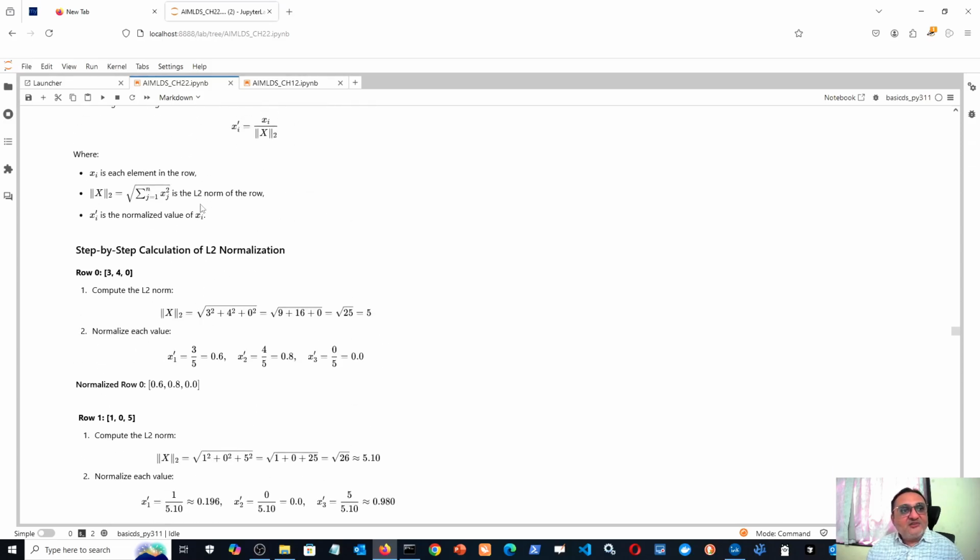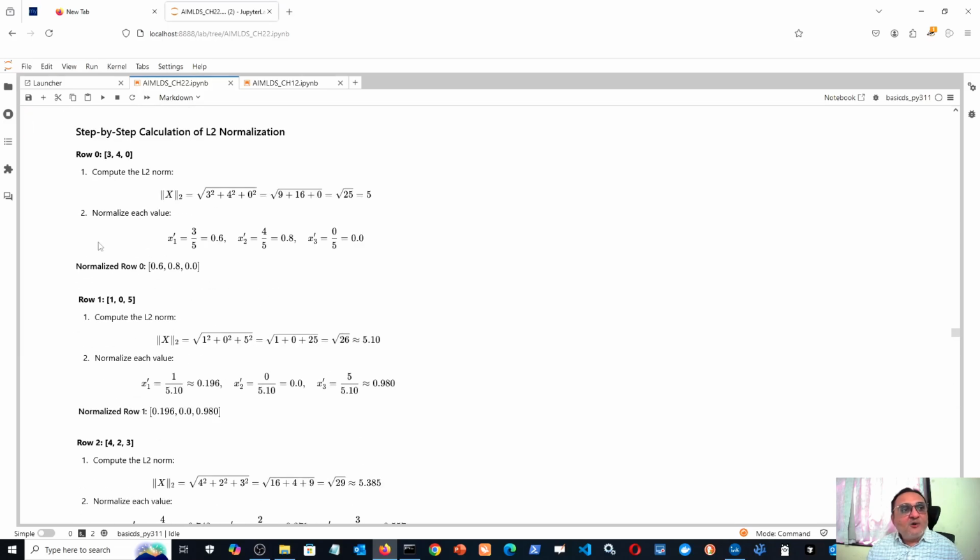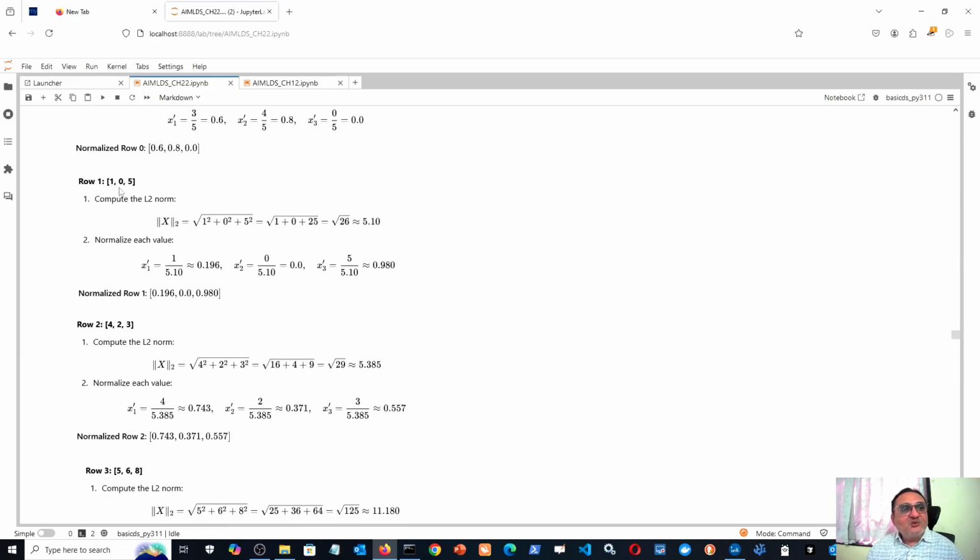Similarly, the second row was 1, 0, 5. So I have to find its norm, and its norm is under the root 1 square plus 0 square plus 5 square, that is root 26. Therefore each value will be 1 by root 26, 0 by root 26, and 5 by root 26. Again, that would be a unit vector. If I find the magnitude of this, that would be 1 unit.